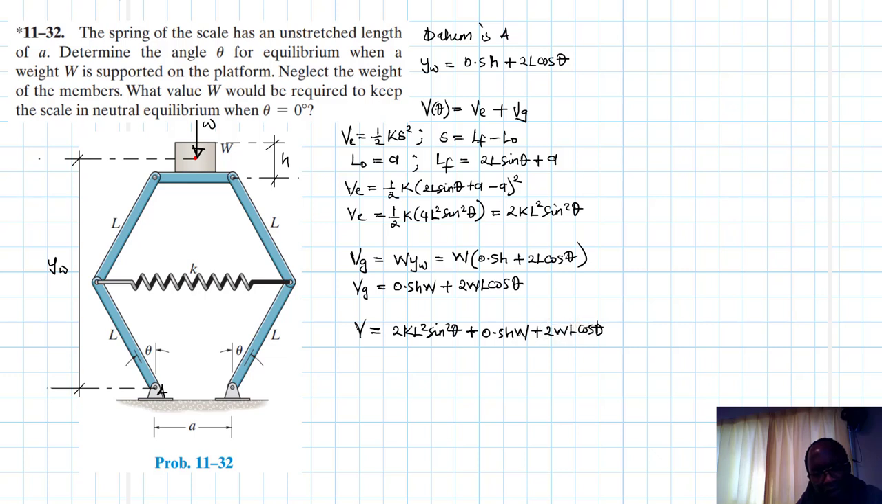Working out the derivative, the first derivative of this becomes just 2kL squared.